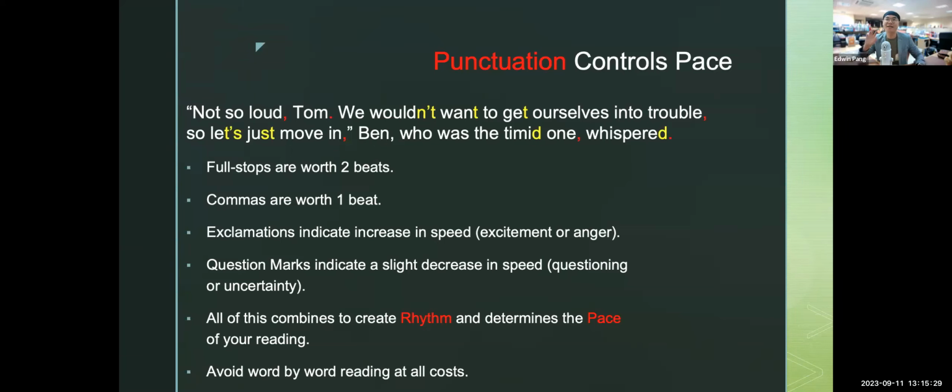So you can imagine that the full stop, question mark, and exclamation mark are the red, and the commas are the yellow, right? And everything else is green. You can just go straight ahead. All right, so imagine the traffic light. Red, 2 beats, yellow, 1 beat, and green, no beats at all. Continue reading as per normal. Anything floating above the line. Okay? And try not to read word for word.